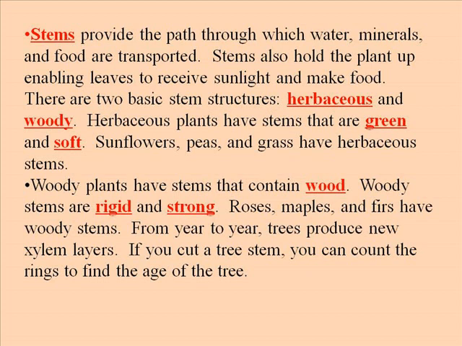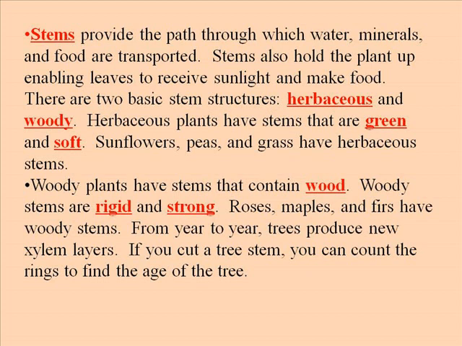And we're going to have two types of stems. The first type is called herbaceous, and these are soft green stems. So things like sunflower, pea plants, grass, clovers, all of these have soft green stems which are easily broken. You can easily go up to a dandelion and pinch off its stem. That would be an herbaceous stem.